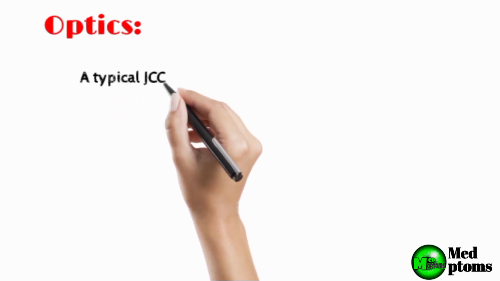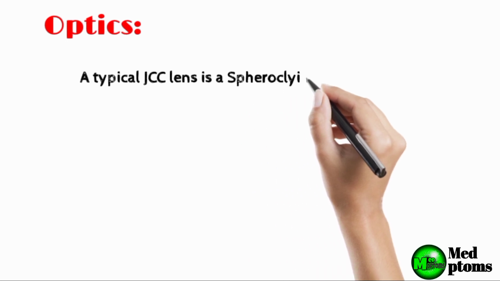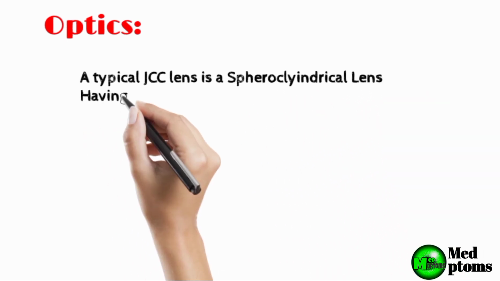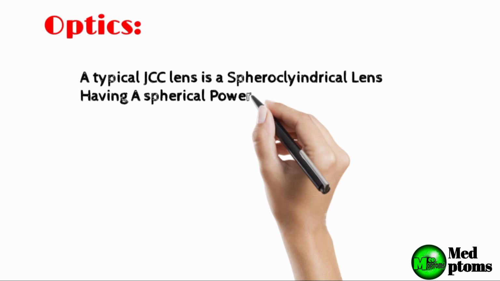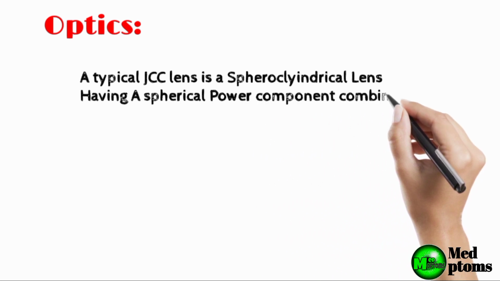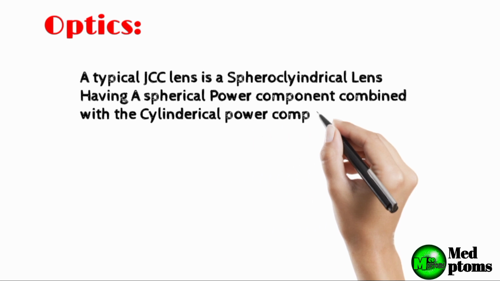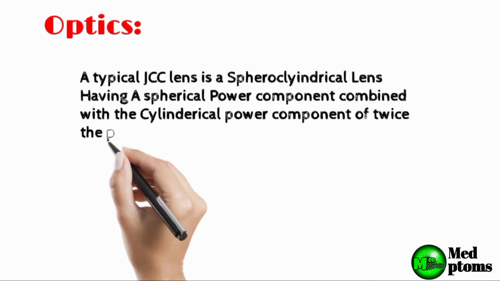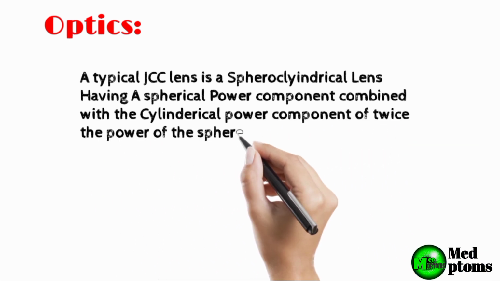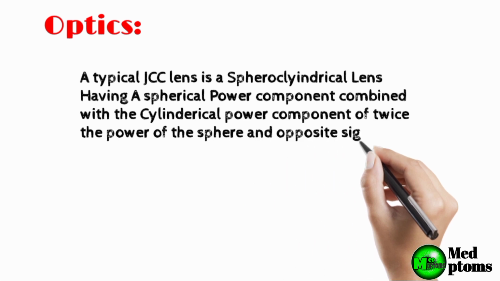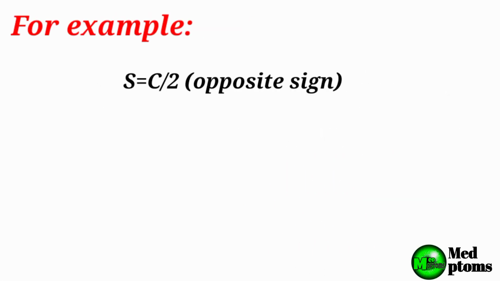Next we are going to see the optics of the Jackson Cross Cylinder. Jackson Cross Cylinder is a spherocylindrical lens having a spherical power component combined with a cylindrical power component of twice the power of the sphere and the opposite sign. For example, we simply note it as S equals C by 2, opposite sign.